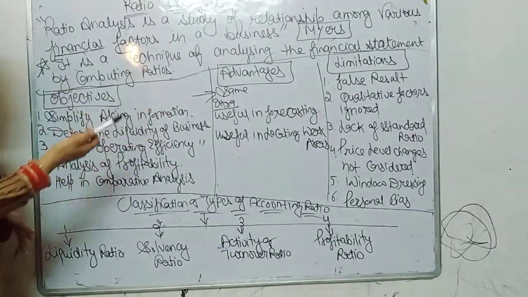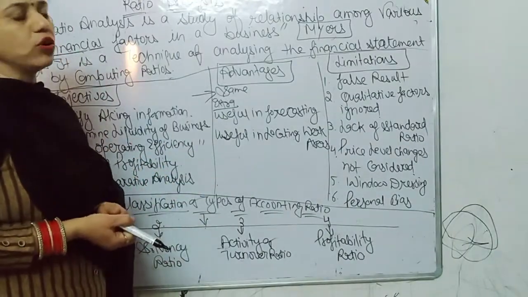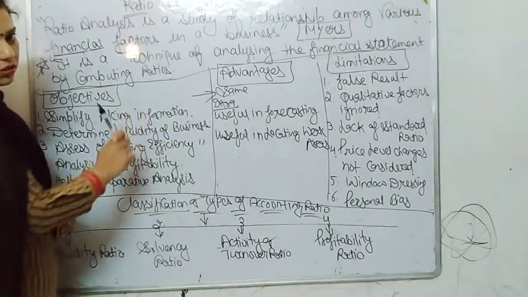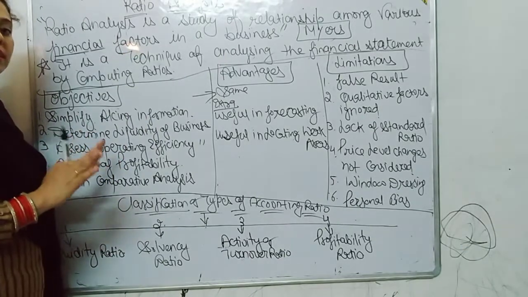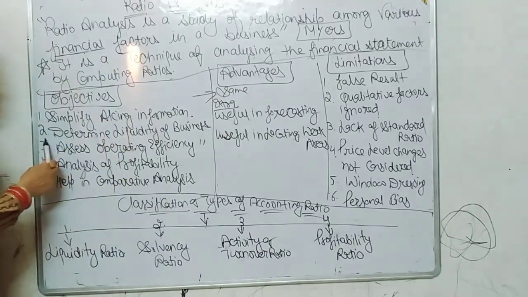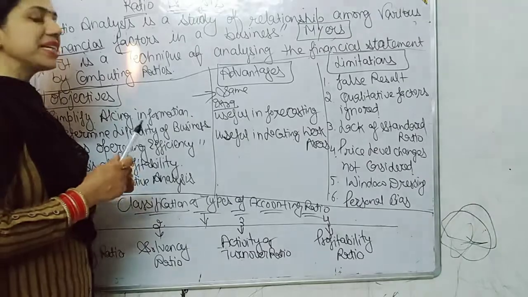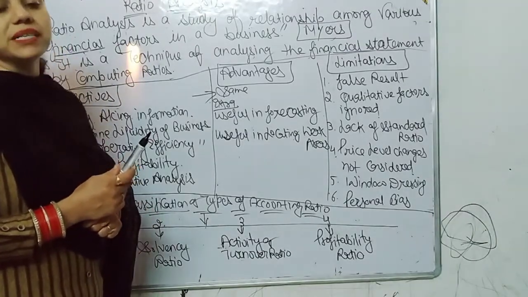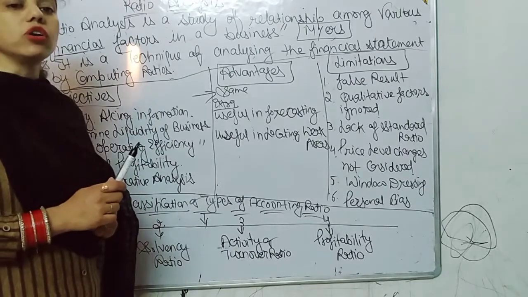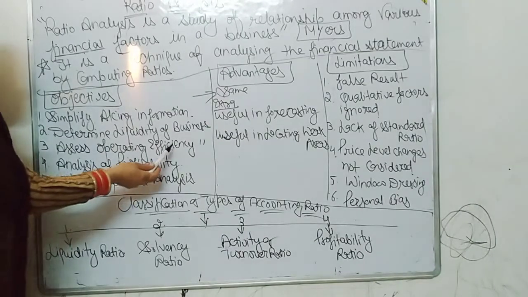So what are the objectives to calculate ratio? If we know the net profit, then what is the need to calculate all those ratios? Because it simplifies the accounting information. First reason is ratio simplifies and makes the financial data understandable. Second, determine liquidity of the business. Liquidity means how much cash is available to the business, whether it is in a situation to pay its expenses regularly or not. That shows liquidity.